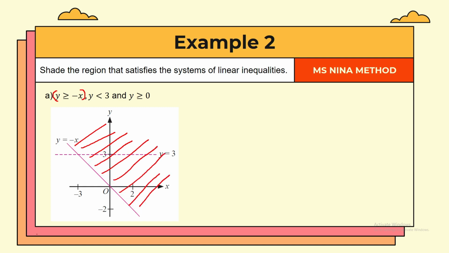You shade this, and then I will use my blue pen for the second linear inequality. Y lower than 3. This dashed line represents this linear inequality. It said that it must be lower than, so it will be at the below region. Then I will shade at the below region. You can shade this properly. Do not follow me shading this, because I'm only using a mouse.